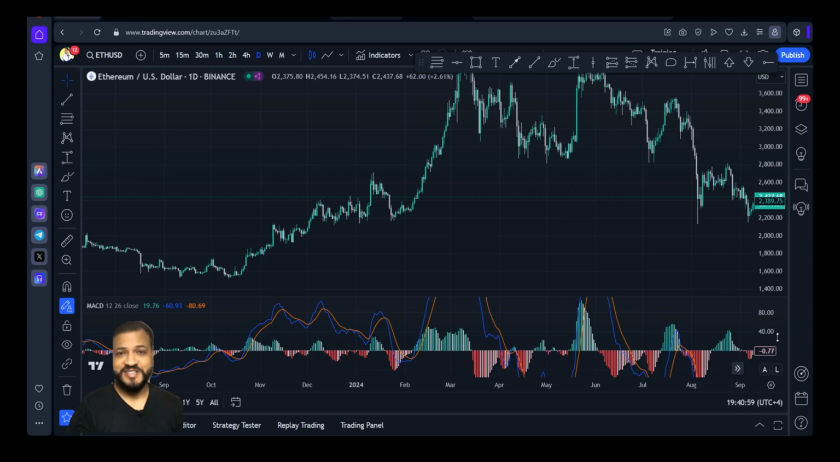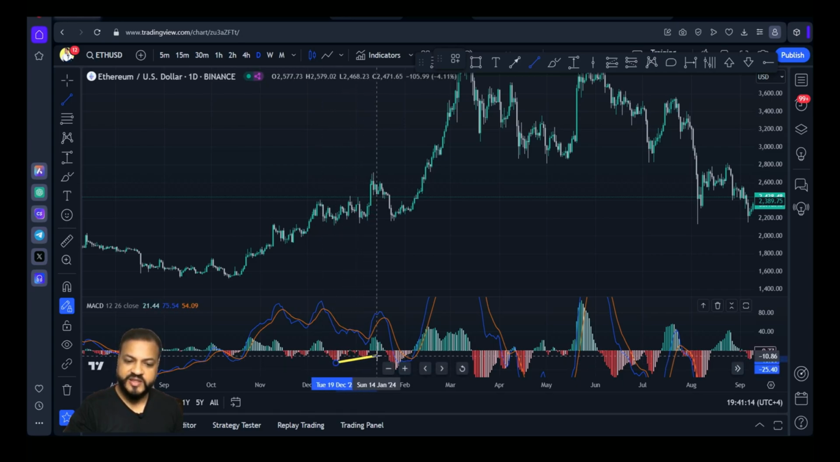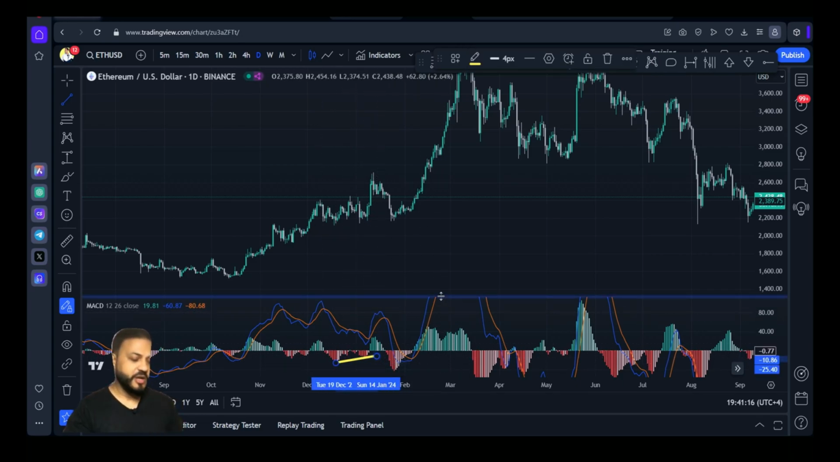Let me show you the divergence. Some examples you'll see. This is the Ethereum daily chart, and you see these red bars, and you see the strength going down. The strength has gone down. What does it mean? The bearish strength has gone down. So the bears are losing control and the bulls are taking over.